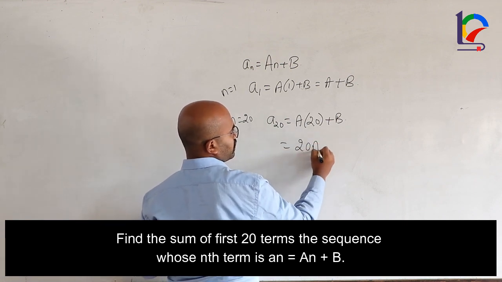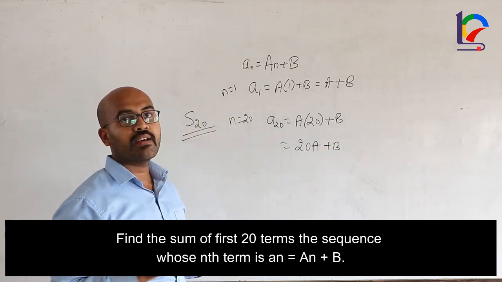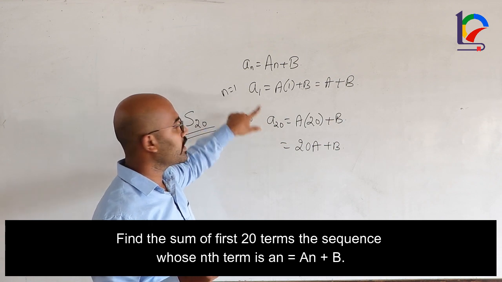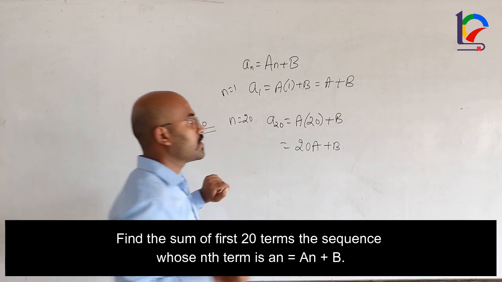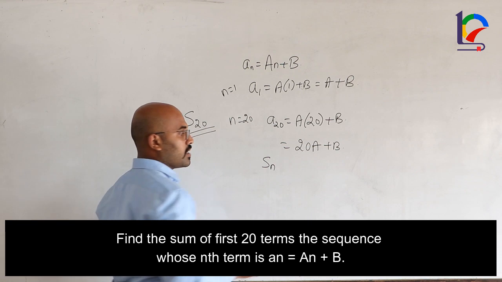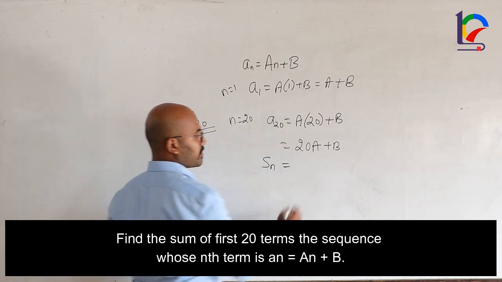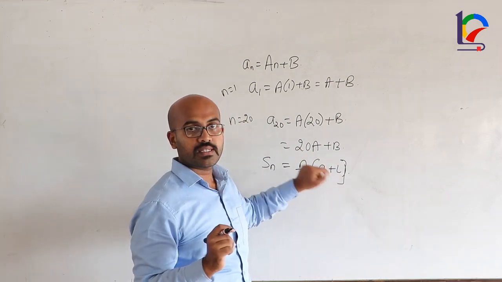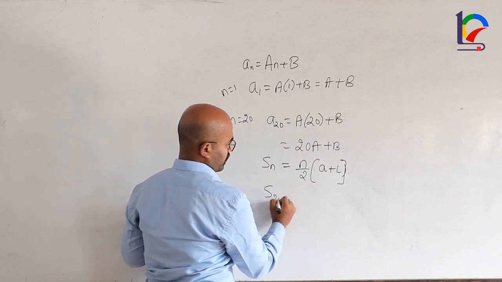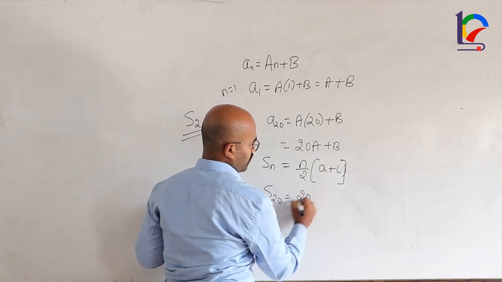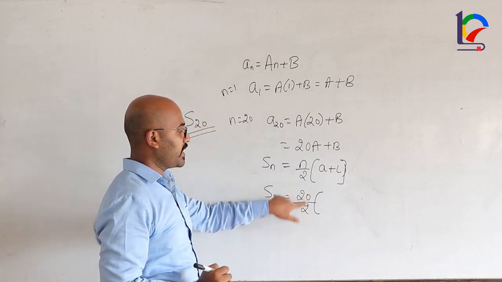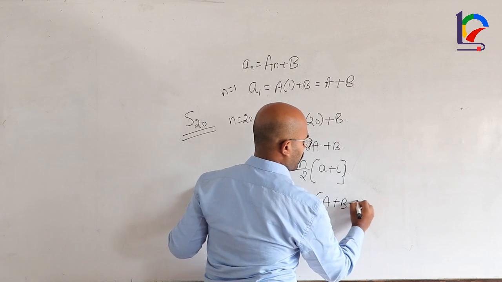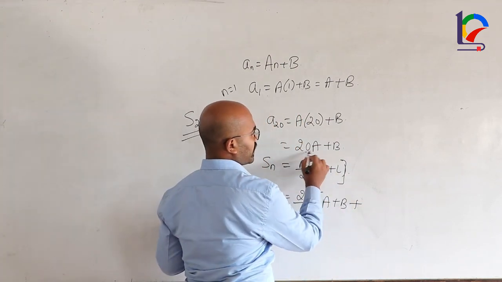So a into 20 is 20a, plus b. We have a formula to find the sum when the first term and the last term are given. Here the first term is a1 and the last term is a20, because there are totally 20 terms. So the sum Sn is n by 2 into a plus l, where the last term is l. So the sum of 20 terms is given by n by 2, which means 20 by 2. What is a? The first term, a plus b. What is l? It is the last term, which is 20a plus b.